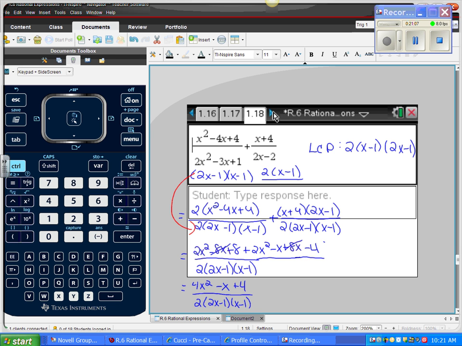Okay, so I know that these take quite a bit of time and quite a bit of practice. I am going to stop there because I am out of time.